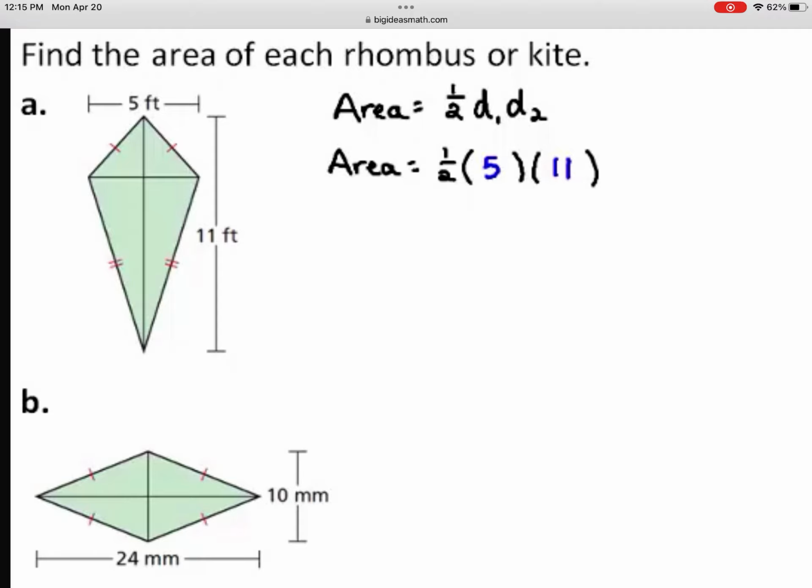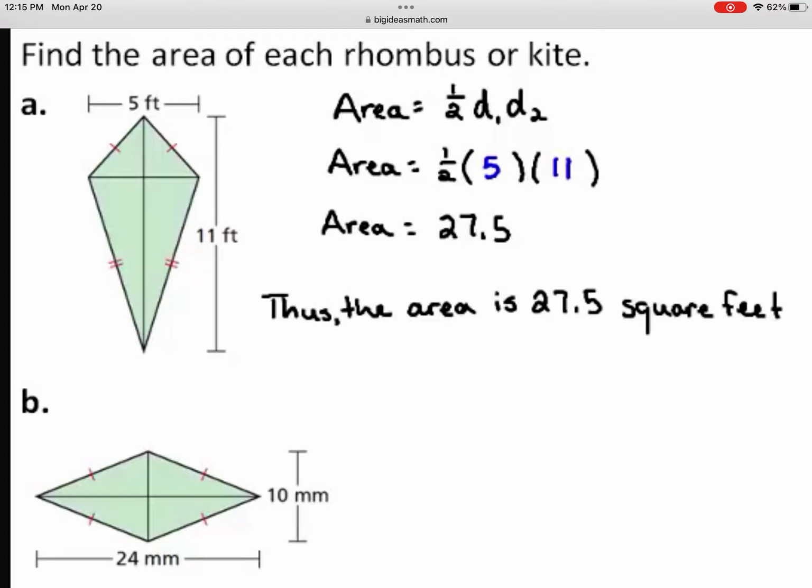Then simplifying gives the area is 27 5/10. Thus the area is 27 5/10 square feet. Part B. Again, the equation to find the area of a rhombus or a kite is area equals 1/2 times d1 times d2, where d1 and d2 are the lengths of the diagonals.